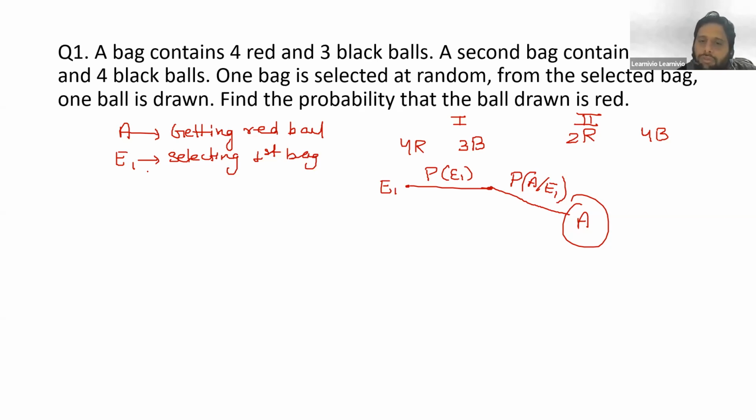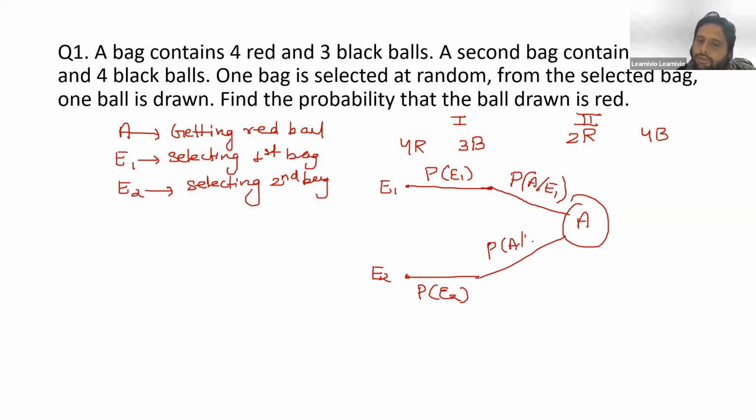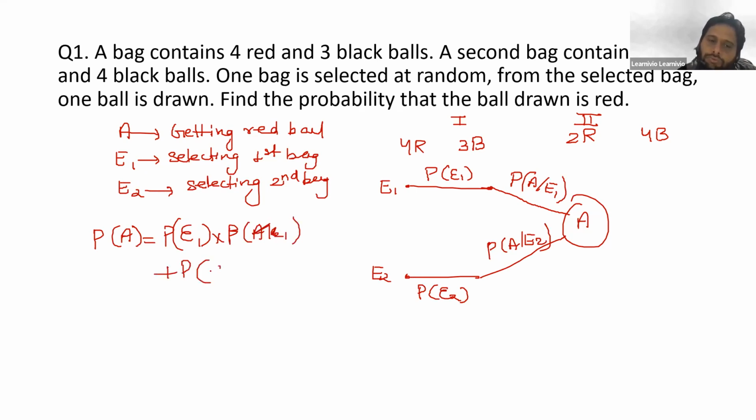What is the other option you have, Umair? You have selected the second bag, E2. Selecting the second bag, and from this, you will select the red ball. So P(A/E2). So what will be your probability? P(A) is equal to P(E1) into P(A/E1) plus P(E2) into P(A/E2). Okay, so everyone please complete this and share your answer with me.